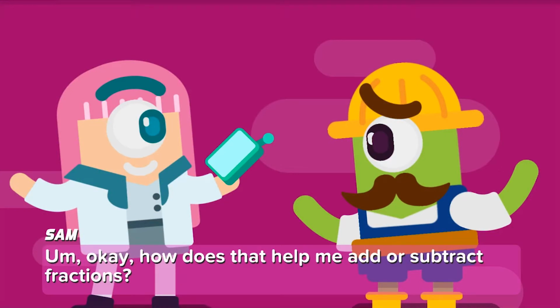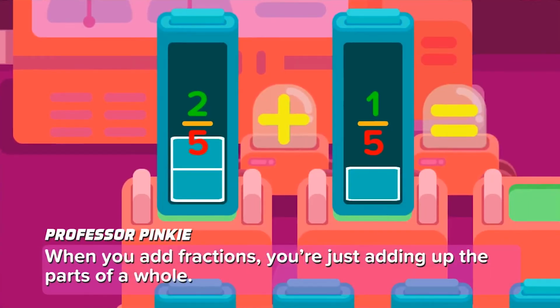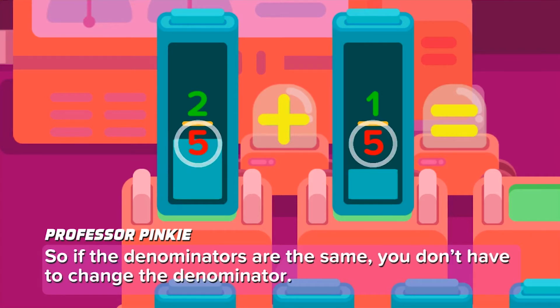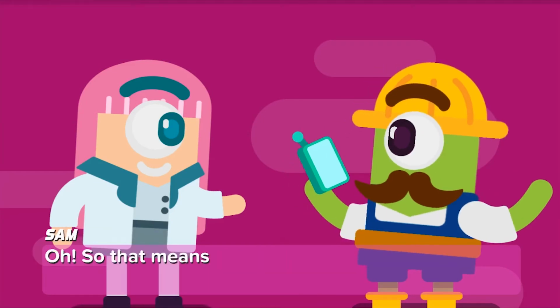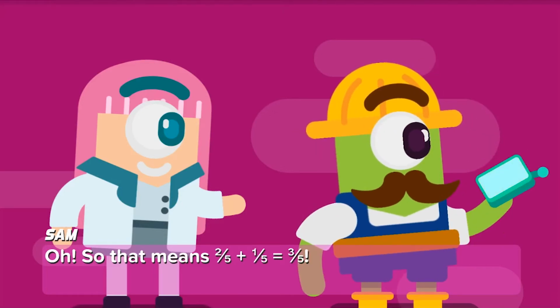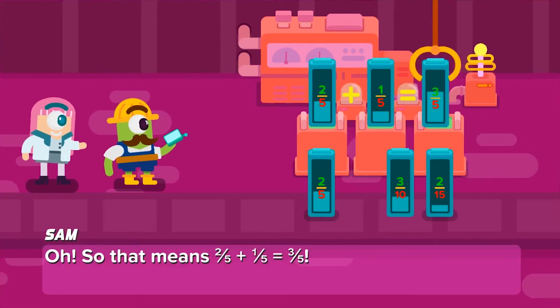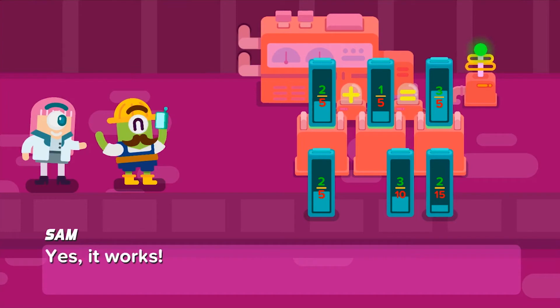Okay. How does that help me add or subtract fractions? When you add fractions, you're just adding up the parts of a whole. So, if the denominators are the same, you don't have to change the denominator. Just add up the numerators. Oh, so that means 2/5 plus 1/5 equals 3/5. Yes, it works.